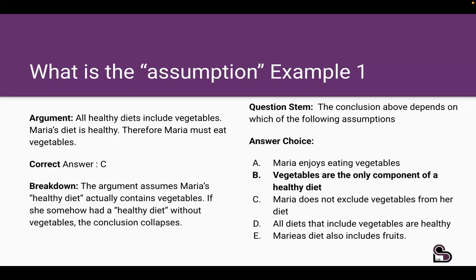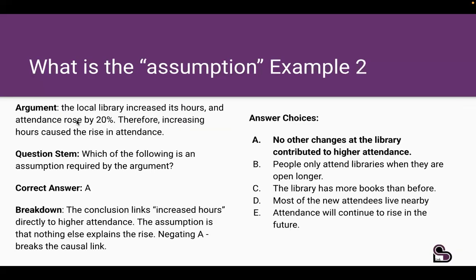So in this case, if we look at the breakdown, it says the argument assumes that Maria's healthy diet actually contains vegetables. If she somehow had a healthy diet without vegetables, the conclusion would collapse, right? It's pretty much exactly what we said. So answer C is correct. And you're just going through: these are your answer choices, this is your question stem, and this is your argument. All right, let's go to the next one.